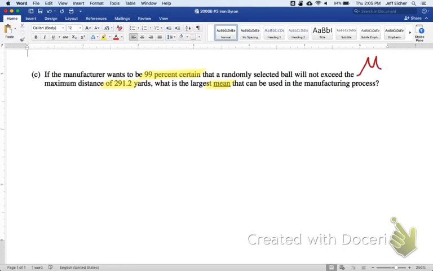Remember earlier we had said in part A and B, we were assuming that they're using a mean of 288. And then in part A, our answer was pretty big. It seemed like pretty likely that they're going to exceed the standard with setting it at 288.